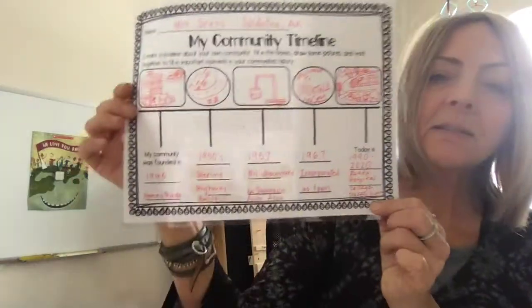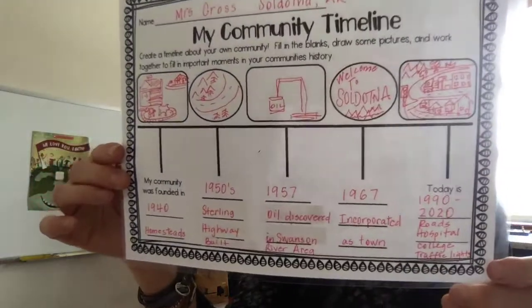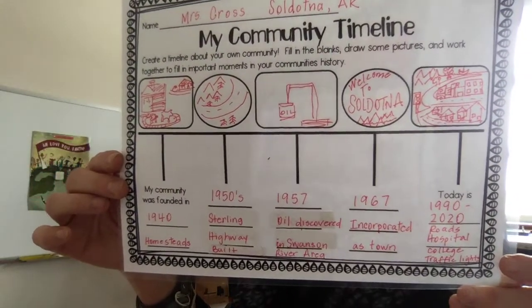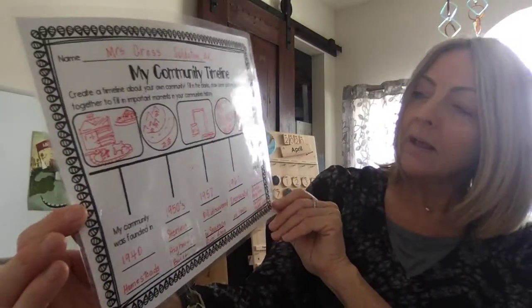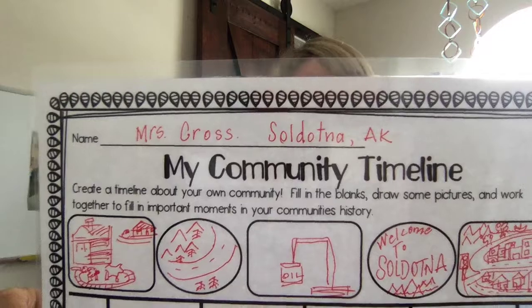In 1967, Soldotna was incorporated as a town. From 1990 to 2020, which is now, we have hospitals and roads. We have a college here. We have traffic lights now. We did not have traffic lights long ago. And so that's my timeline of our community of Soldotna.